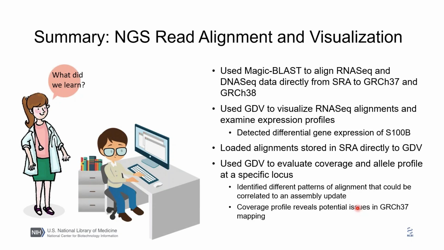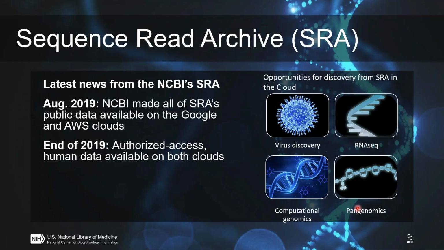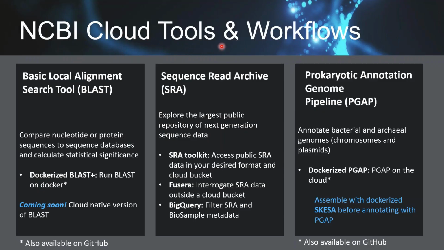And I just have a couple slides here at the end that are just some shout out for some new information for NextGen data that's happening here at NCBI. The Sequence Read Archive, we have started making data available in Google and Amazon cloud environments, and by the end of the year, we should have authorized access data available on both cloud platforms. Additionally, we're working on getting several other tools and workflows into the cloud, so that includes BLAST, public SRA data, and our prokaryotic annotation pipeline is also moving there.